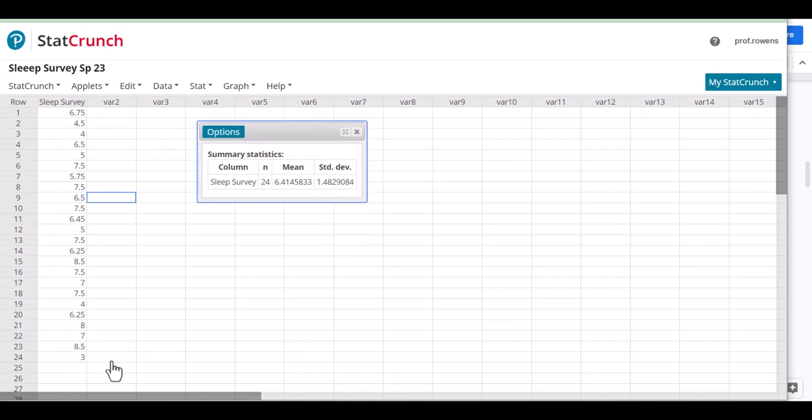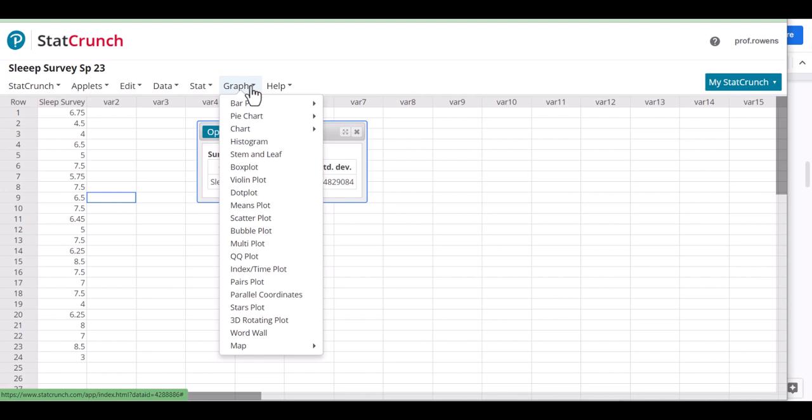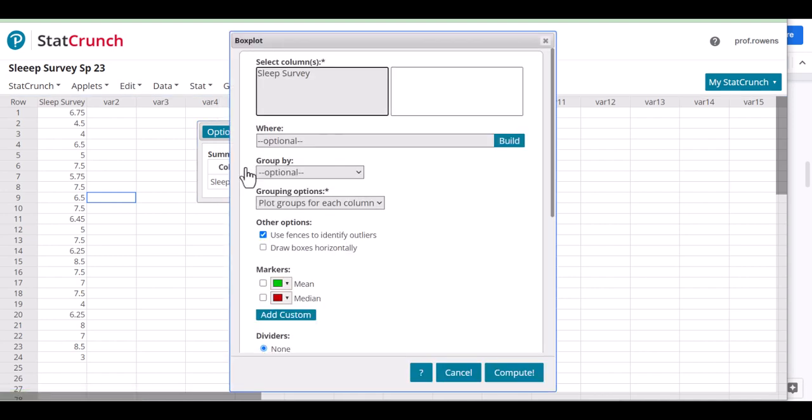Now, can you spot any outliers? At first glance, you might think, oh, 3 might be an outlier, but then there are a few 4s, 4.5. So is 3 really an outlier? How can you find the outliers? We can practice. We can look at a box plot. So select box plot, sleep survey.